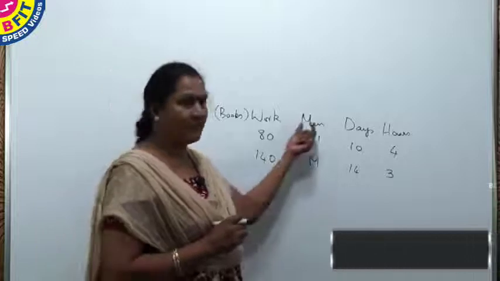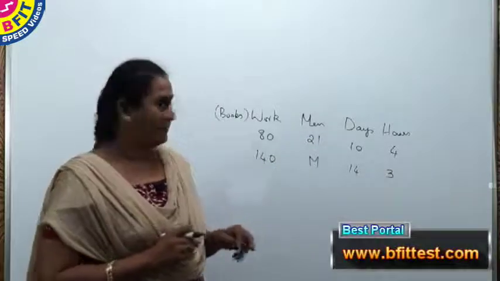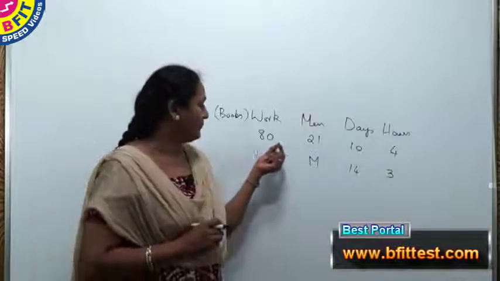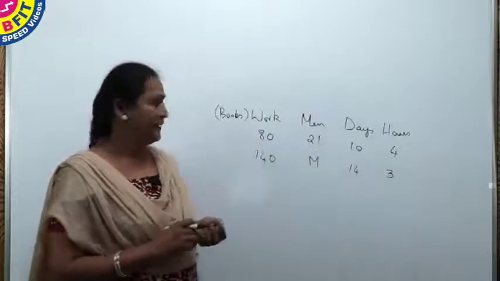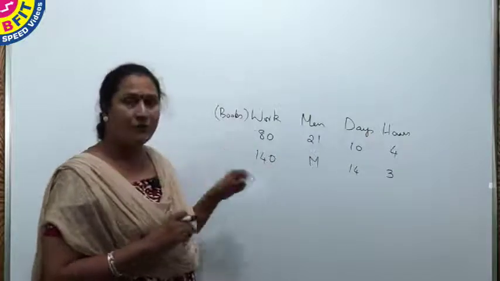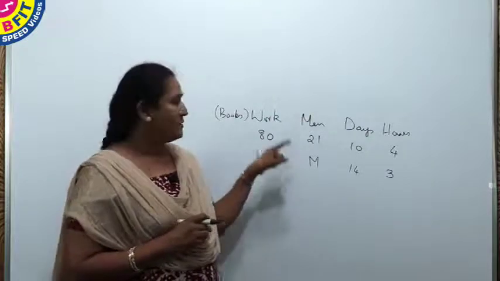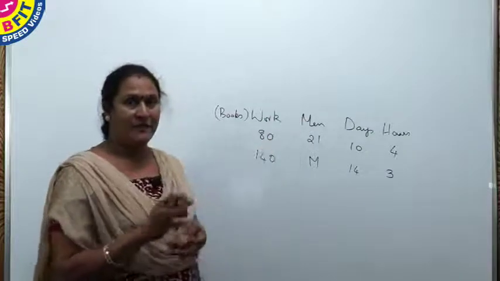So I have written the variable men in the middle. Now we'll check one by one. When 80 books are to be printed, you need 21 men. So if you need to print 140 books, more number of books, you need more men. So men and work vary directly.